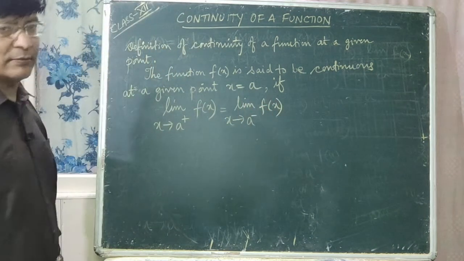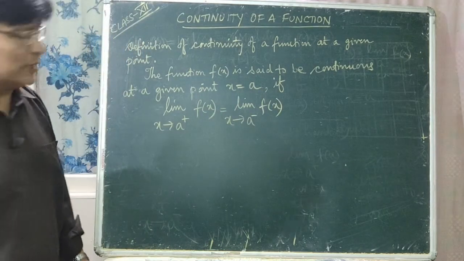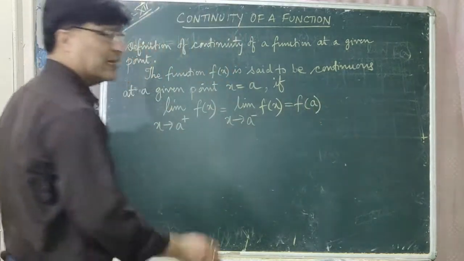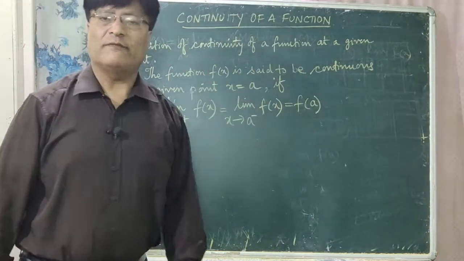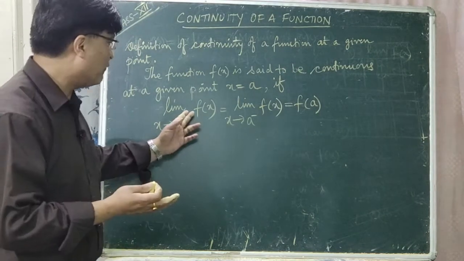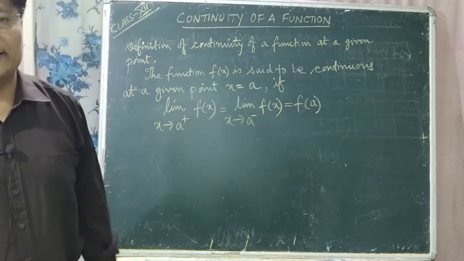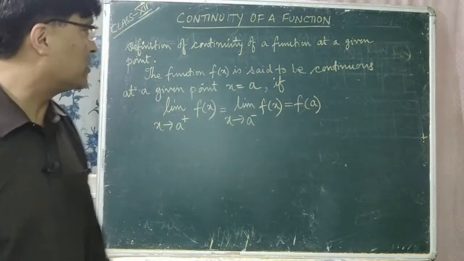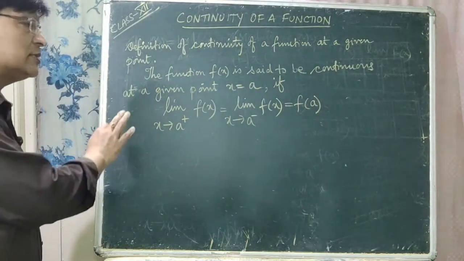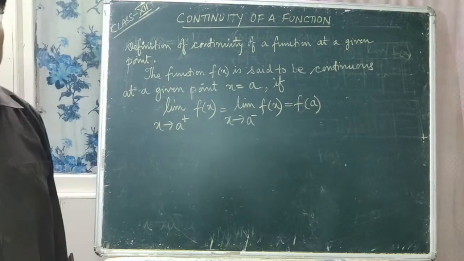This is your left hand limit because x is approaching towards a from the left hand side only, which is equal to, this is your f of a. That is, f of a means the value of the function f of x when x is equal to a. So if all these three are equal, then only the function f of x is said to be continuous. So I think you have understood it. This is known as the mathematical definition of continuity of a function.